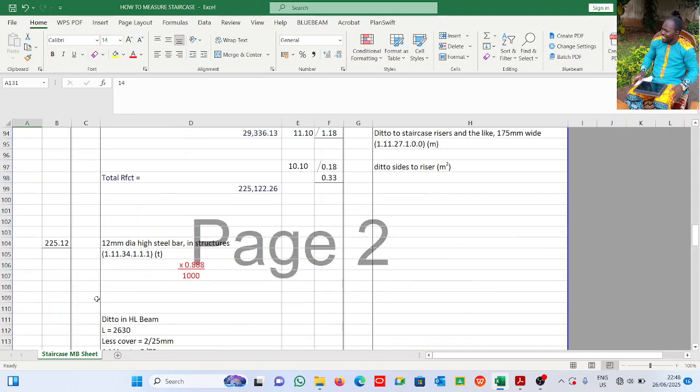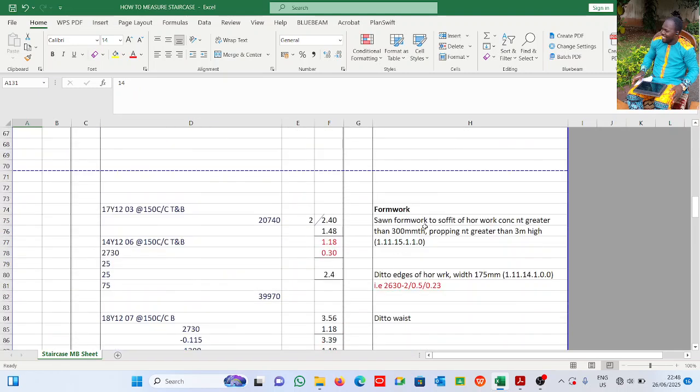All right. Having done that, we've done concrete, we've done reinforcement. Now it is the formwork. Of course, everywhere you have concrete, you are going to put formwork. Otherwise, your concrete will not stand. It is the formwork that makes the concrete stand. Even the reinforcement that is there without the formwork will not sustain the concrete. That is how important the formwork is. The formwork is as important as the reinforcement.